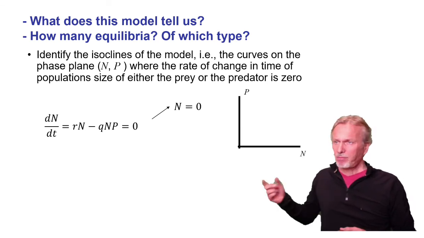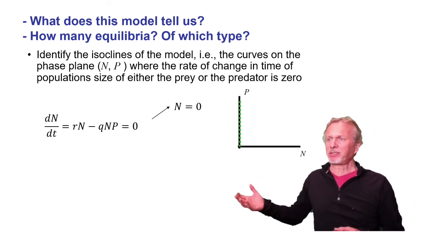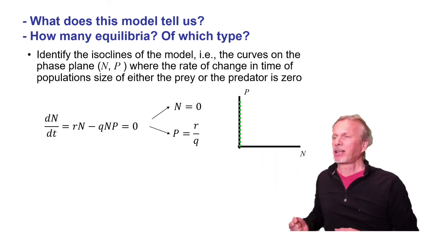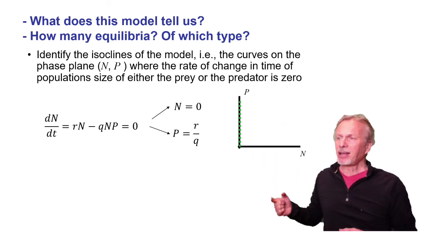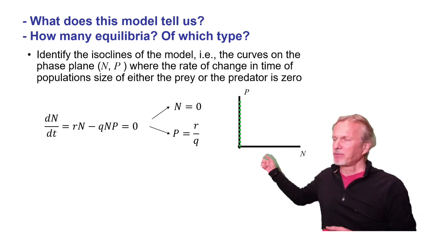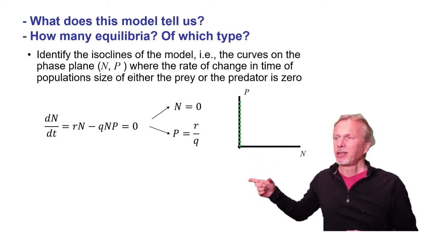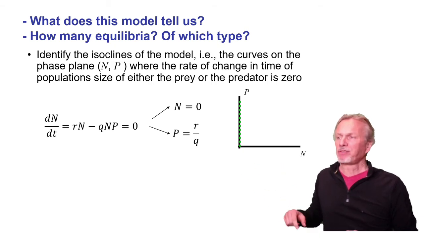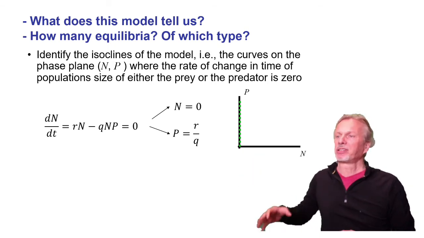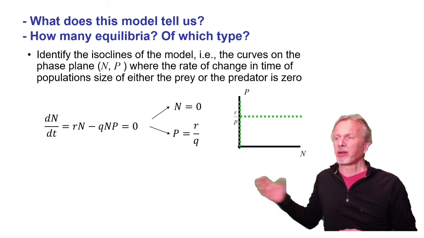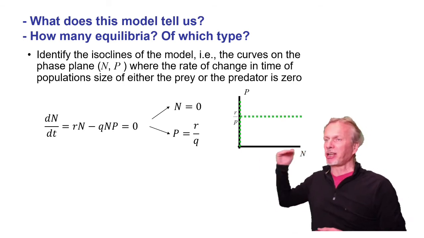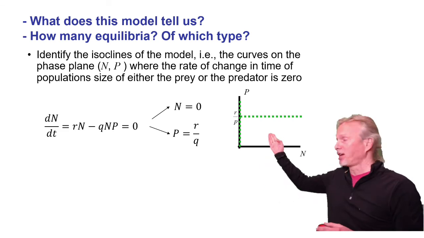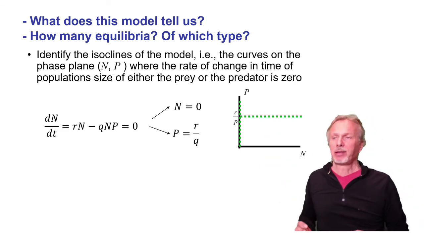But we can plot this here. So N equal to 0 is basically the equation of the vertical axis. The other value for which dN/dt is equal to 0 is when P is equal to r divided by q. If P is equal to r divided by q, then dN/dt is equal to 0. And we can draw this as a basically straight horizontal line that intersects the vertical axis, as you can see, at r divided by q.